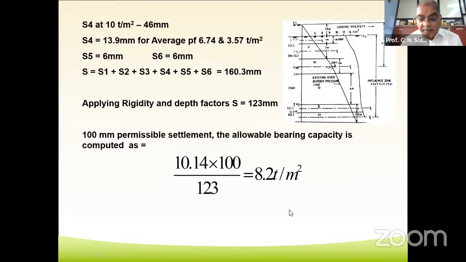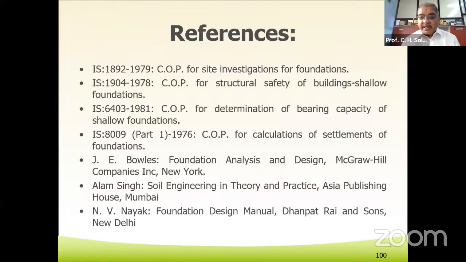It is 123 mm. So, compensating for the additional 23 mm of settlement, it has been found that the allowable bearing pressure of the foundation is 8.2 ton per meter square. So considering the shear criteria and the settlement criteria, the total allowable bearing pressure has been found out as 8.12 ton per meter square.